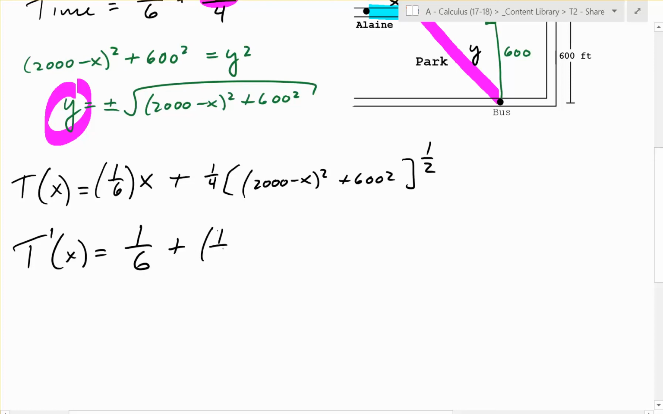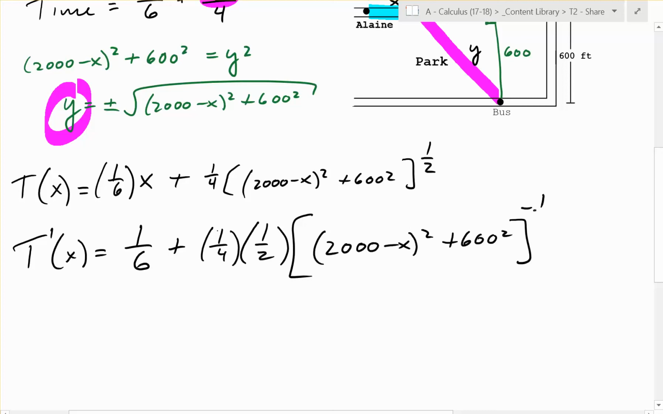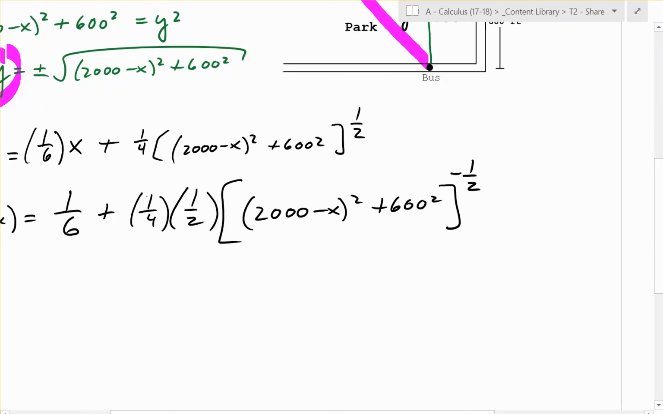So we still have the 1/4, but that 1/2 migrates down to the front. And then everything else stays the same on the inside because we haven't done the chain rule yet. 600 squared, and it's to the negative 1/2. And now we need the derivative of the inside. What's the derivative of this going to be?